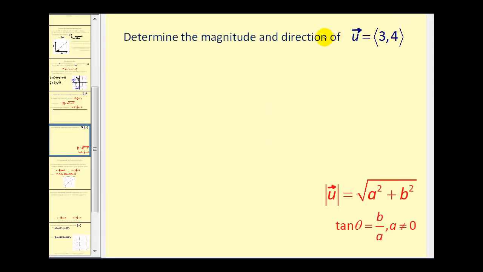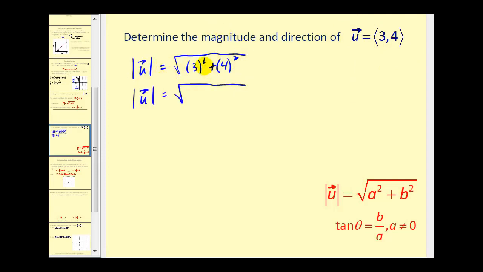If we want to determine the magnitude and direction of this vector, we first have to have it as a position vector, and we do. So now we can just use these formulas. The magnitude of u is equal to the square root of 3 squared plus 4 squared. This would be 9 plus 16, or 25, so the magnitude is equal to 5.